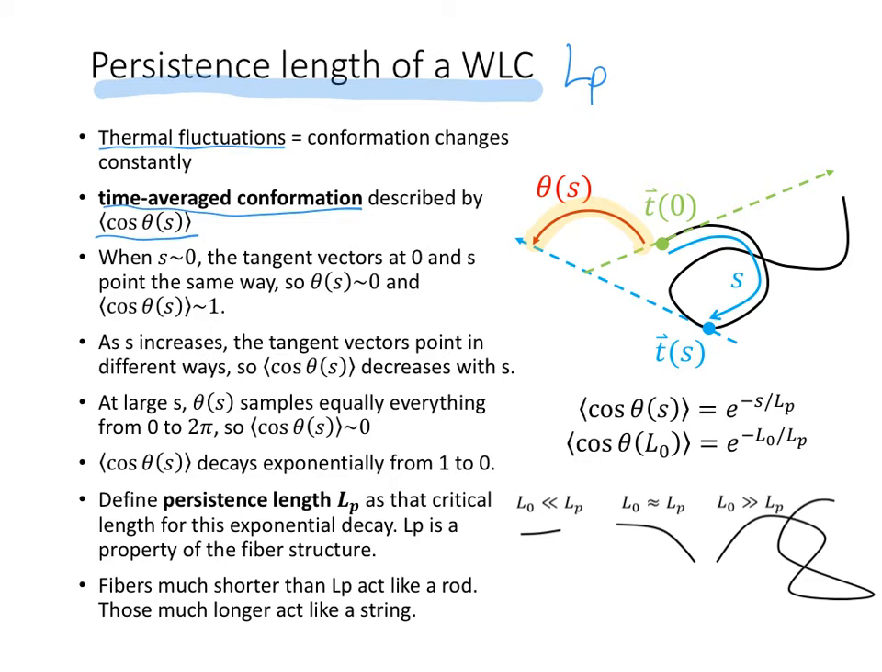We can ask about that time average cosine as it changes along the contour length. So when S is around 0, we're at the very beginning of the molecule, and so maybe we went from here to here. No matter how the conformation of this changes, because this doesn't have too tight a coil, we'll see that those tend to still be pointing in the same direction. So theta is around 0, and cosine theta of S remains around 1. That's for small S.